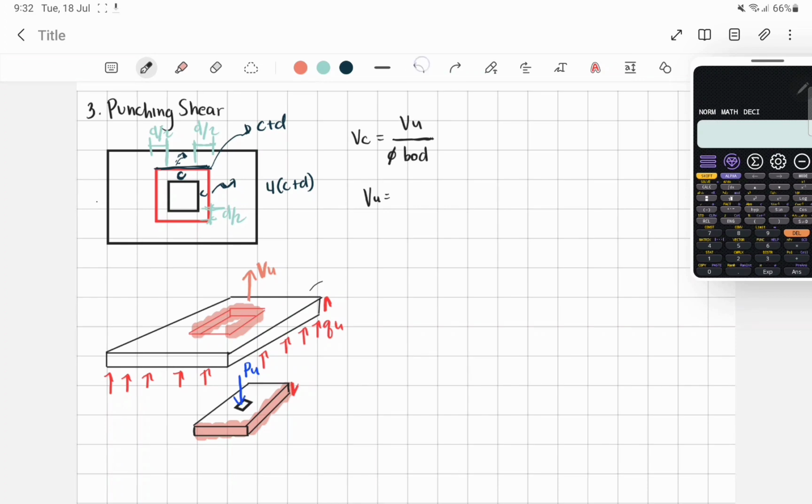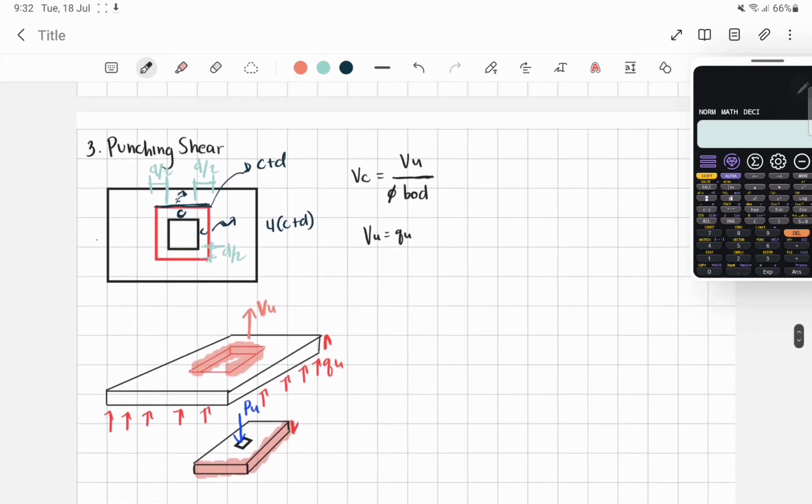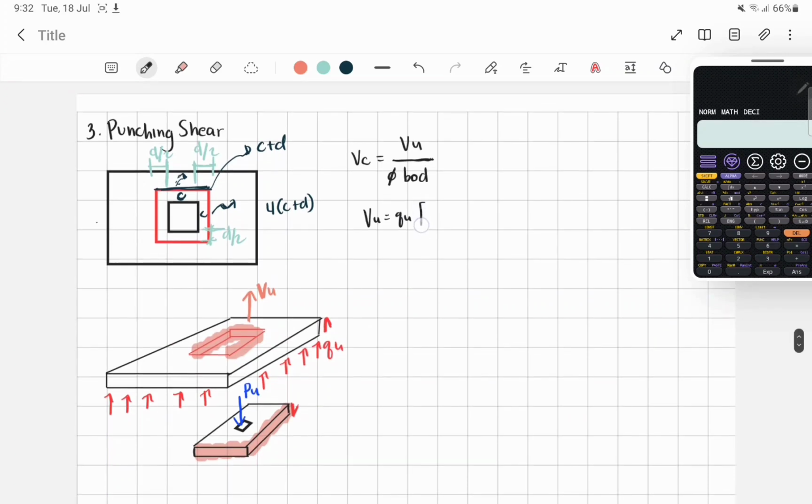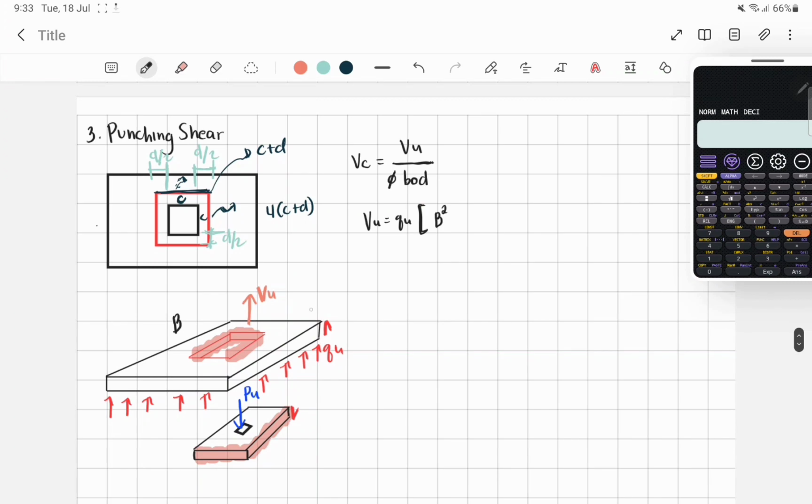Shear force is just equal to stress times area. The stress here will be the ultimate bearing stress, which is qu, times the area. Since it is a square footing, the area shall be B squared. This cross-section is B times B, so B squared.